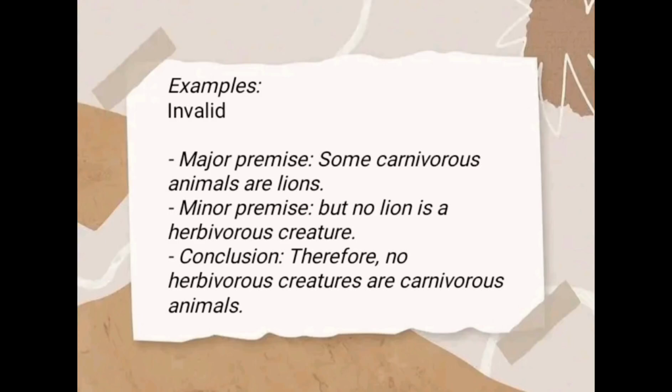Let me give you an invalid example. Major premise, some carnivorous animals are lions. Minor premise, but no lion is a herbivorous creature. Conclusion, therefore, no herbivorous creatures are carnivorous animals. So this argument is invalid because the major premise is not universal. The major term is carnivorous animals, and the premise only states that some carnivorous animals are lions. This is not a universal statement.